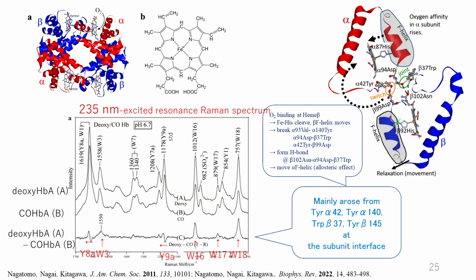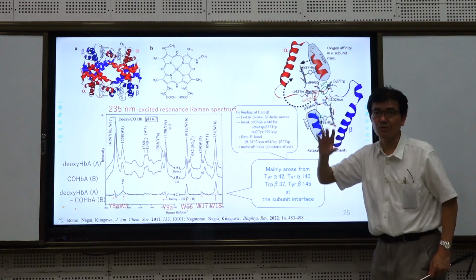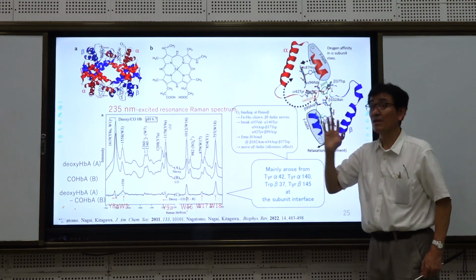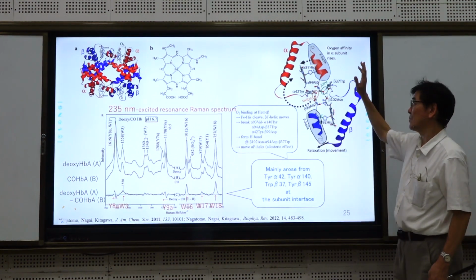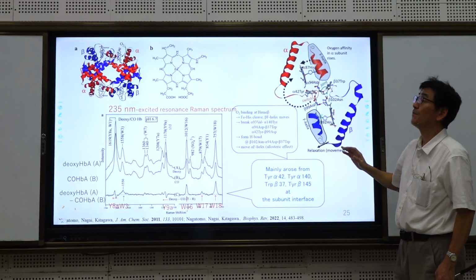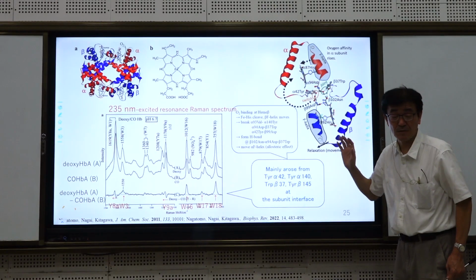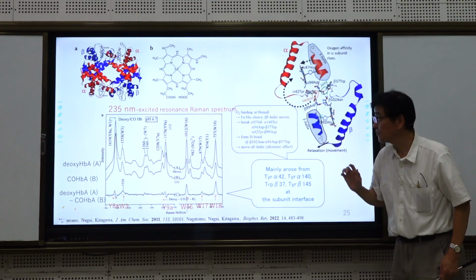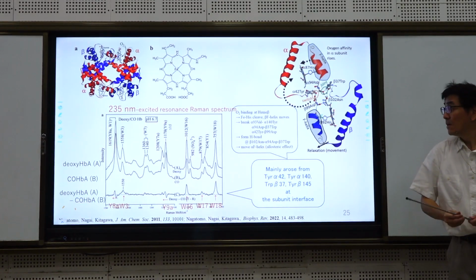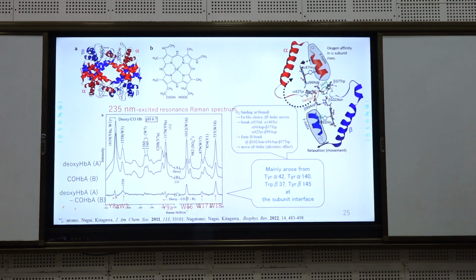So this is a very representative achievement of Raman spectroscopy and its application to protein structure analysis. By combining with a mutation technique, we can say which residue plays what role, and in particular aromatic side chains. Analysis of aromatic side chains becomes possible.